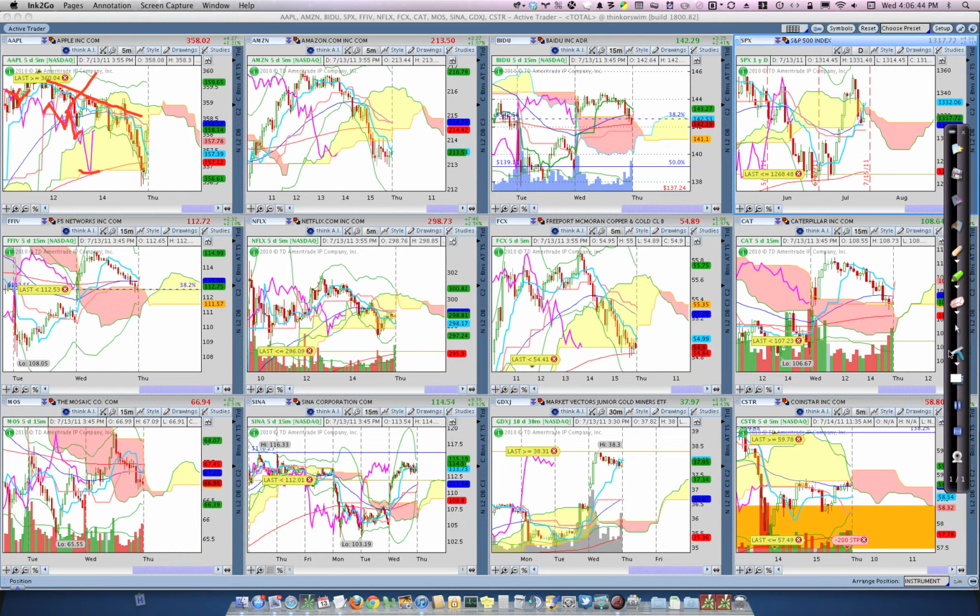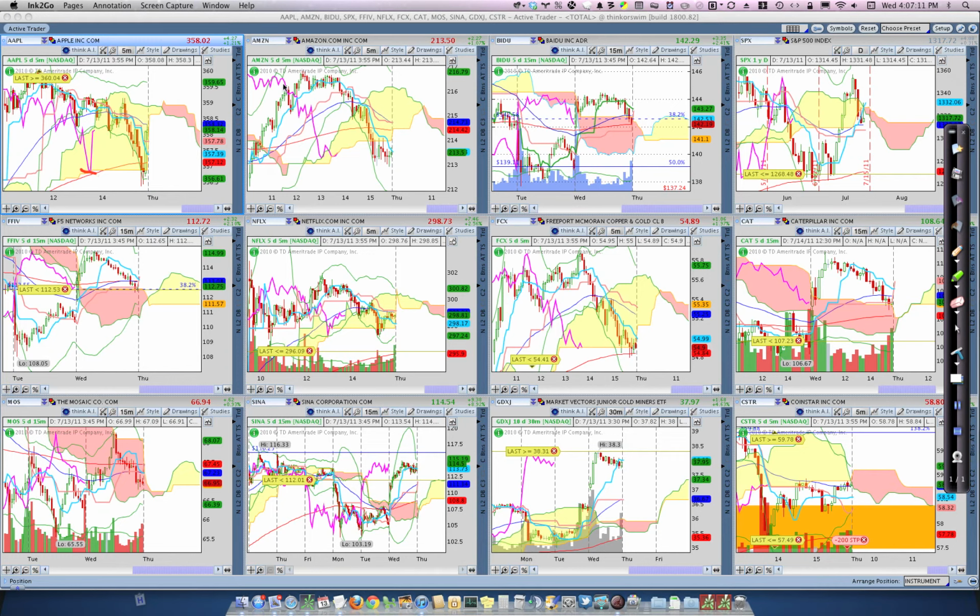Now, if you were following Apple on the 5-minute chart, you would have seen it break the bottom of the cloud right here. But then I would have immediately looked back at the Chiku and said, I'm going to stay in this trade until the Chiku loses the cloud or loses the 200, because those are both valid points of reference for support.